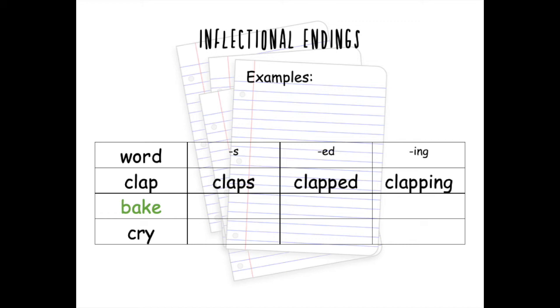Does bake end in a consonant-vowel-consonant pattern? Is it a word with a long vowel sound that ends in the letter E? Or is it a word that ends in the letter Y? Right. It's a word with a long vowel sound that ends in the letter E. The A in the word bake says its name, and we can clearly see that it ends in the letter E. So how do we make it bakes?